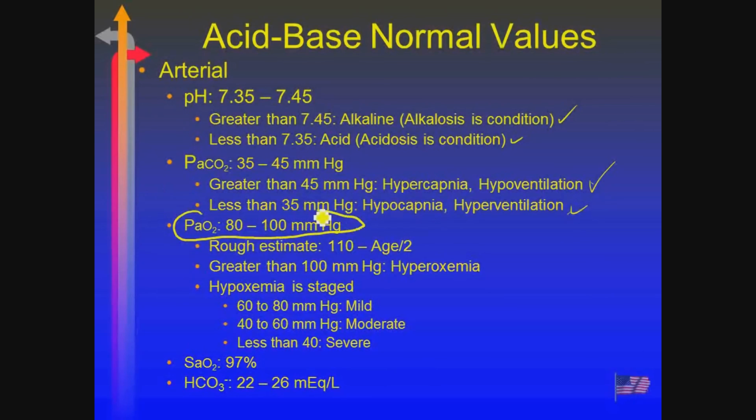PaO2 is somewhere between 80 and 100. For right now, you don't need to know this, but it is age dependent: as we age, our normal PaO2 falls. We just become less efficient gas exchangers. A couple of important ones here. Values greater than 100, we're going to call hyperoxemia. Hyper, above normal.